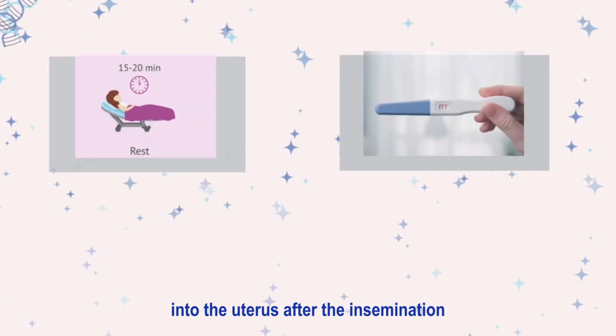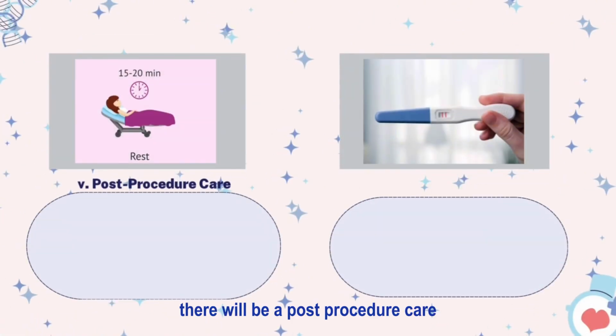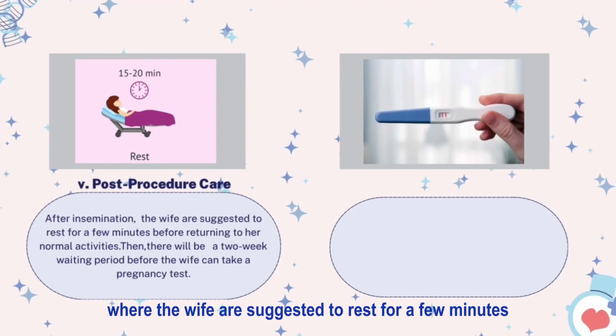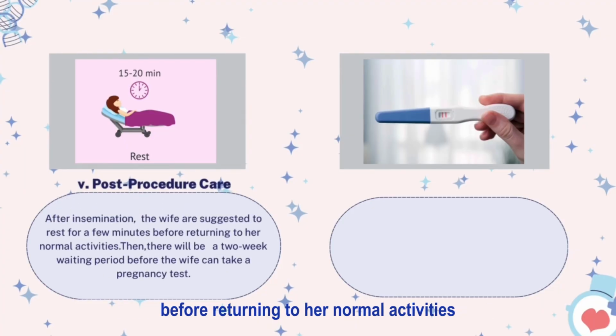After the insemination, there will be post-procedure care where the wife is suggested to rest for a few minutes before returning to her normal activities. It is usually normal to face mild cramping. Other than that, it is also best to avoid heavy lifting. Then, there will be a 2-week waiting period before the wife can take a pregnancy test.